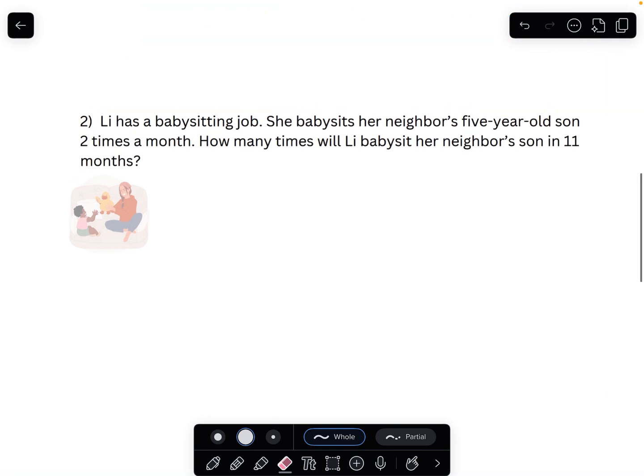All right, I'm going to erase all this at the top so it doesn't distract us. Lee has a babysitting job. Oh, I used to do a lot of babysitting when I was younger. Okay, Lee has a babysitting job. She babysits her neighbor's 5-year-old son 2 times a month. How many times will Lee babysit her neighbor's son in 11 months?